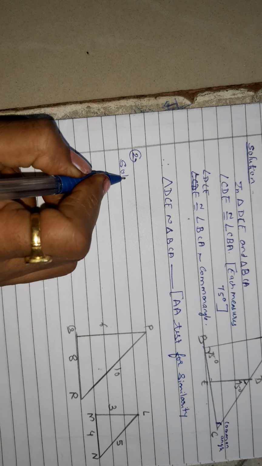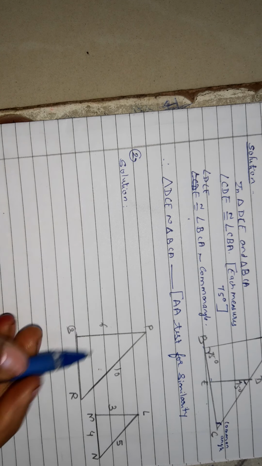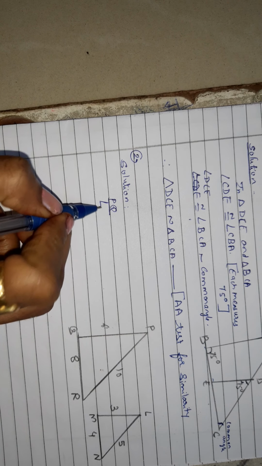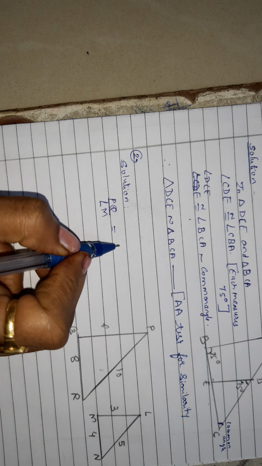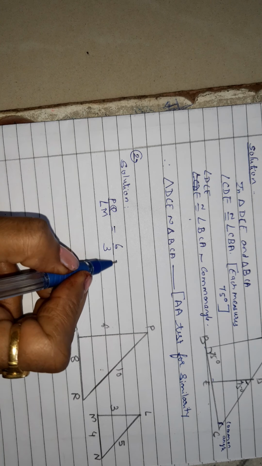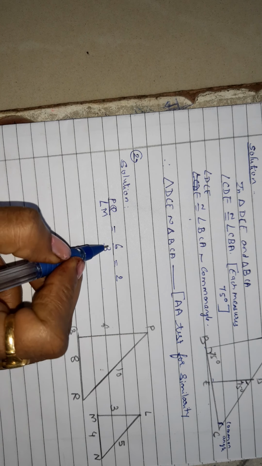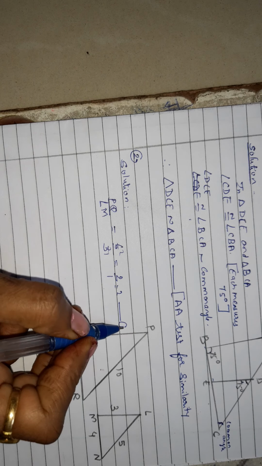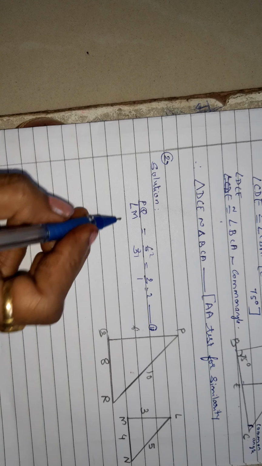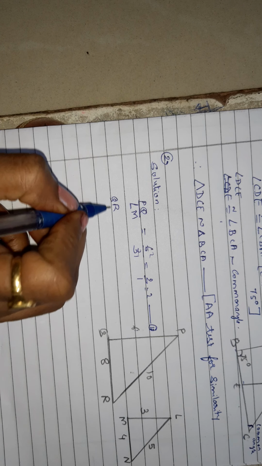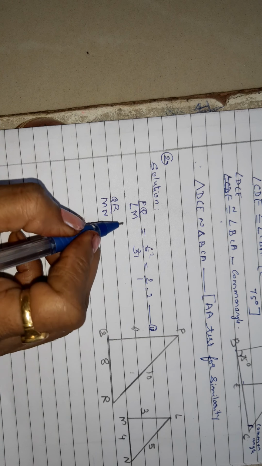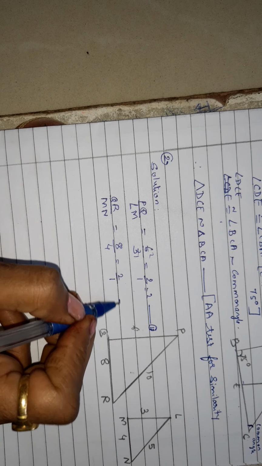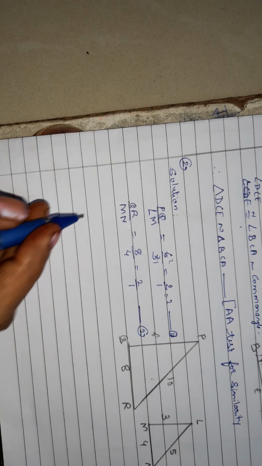So write down the solution. Let us first find the ratios of their corresponding sides, because the measurements of the sides are given. So PQ upon LM is 6 upon 3. Three ones are 3, three twos are 6. It is 2 upon 1, that is 2. This is equation 1. Second ratio, QR upon MN. QR is 8, MN is 4. Again you will get 2 upon 1. So this is equation 2.